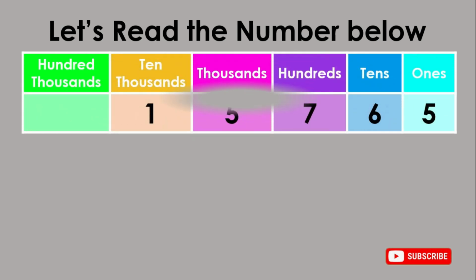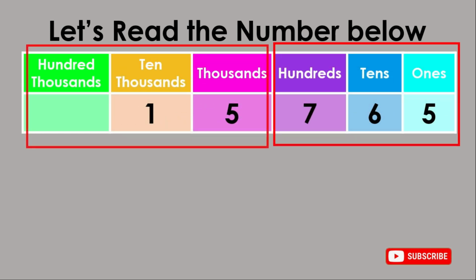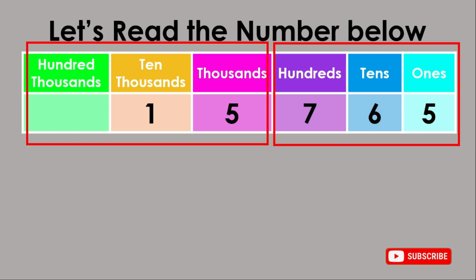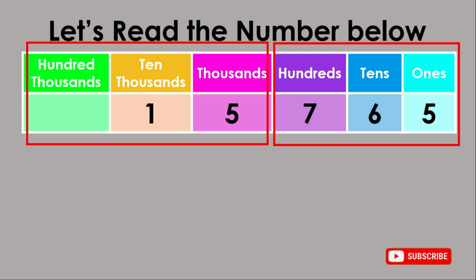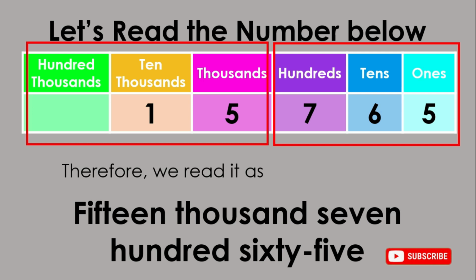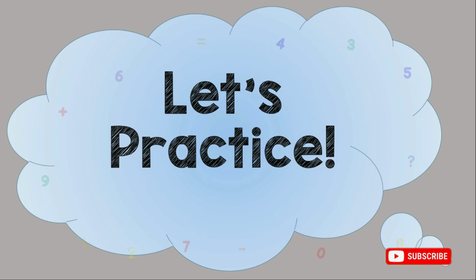Let's read the number below. First, we group the numbers from right to left in 3. Read 15,000, then 765. Therefore, we read it as 15,765. Let's practice!